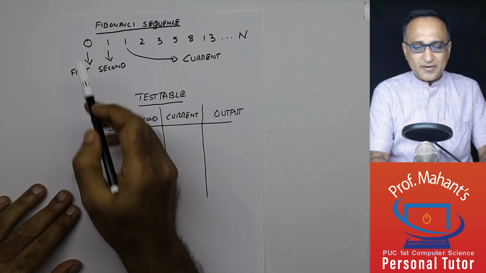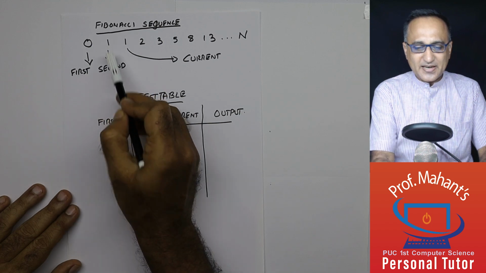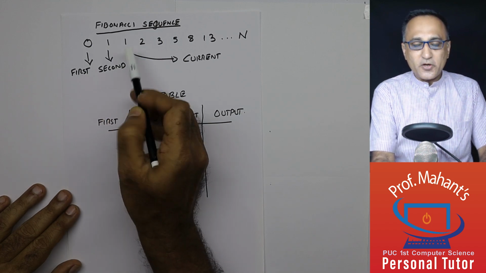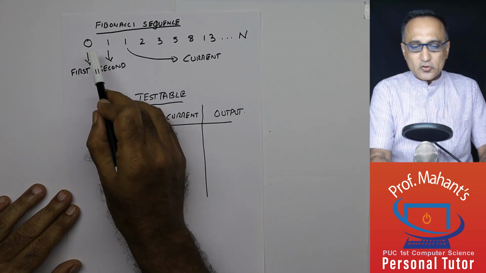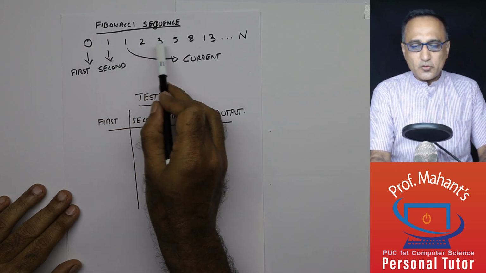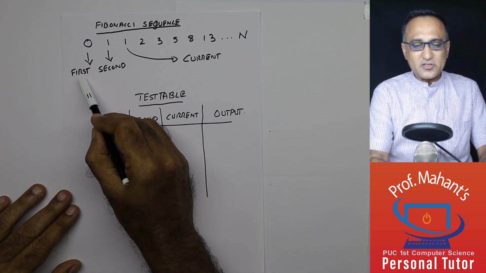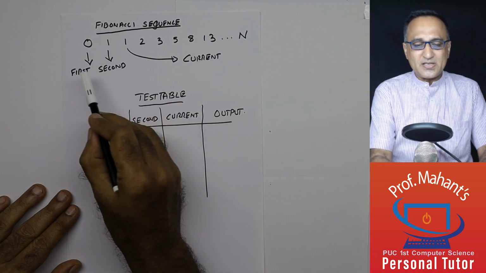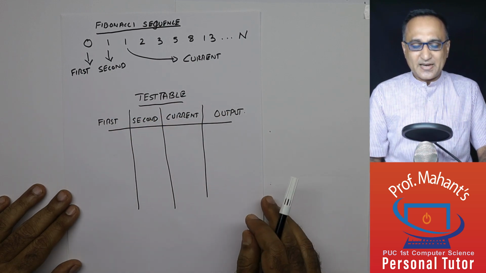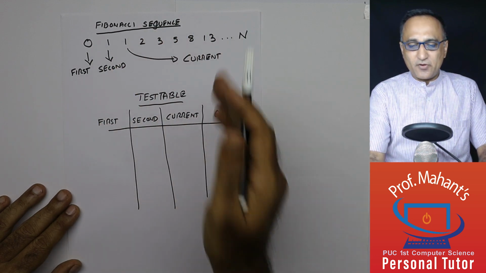So now if you look at it, let me call the first one first, the second one second, and whatever we calculate, we call it current. So these 0, 1, 1, 2, 3 are known as terms of the series. The first term is known as first, the second term is known as second. Current is going to be the sum of first plus second. So only these two are given and then you have to generate everything.